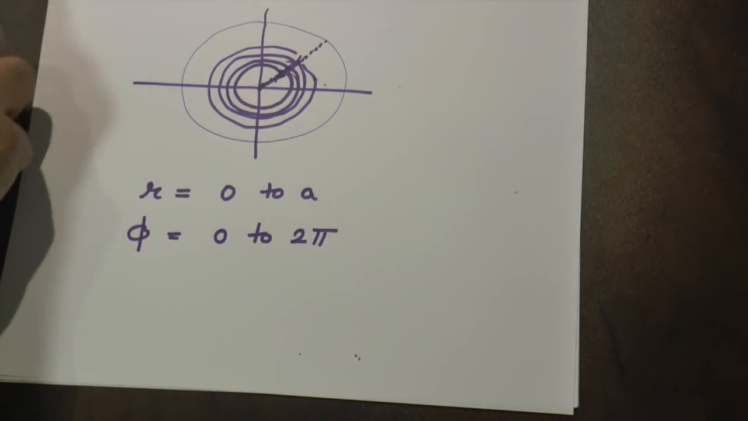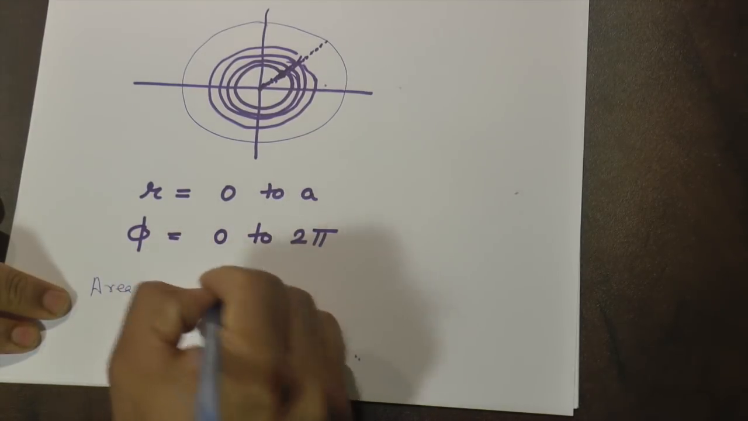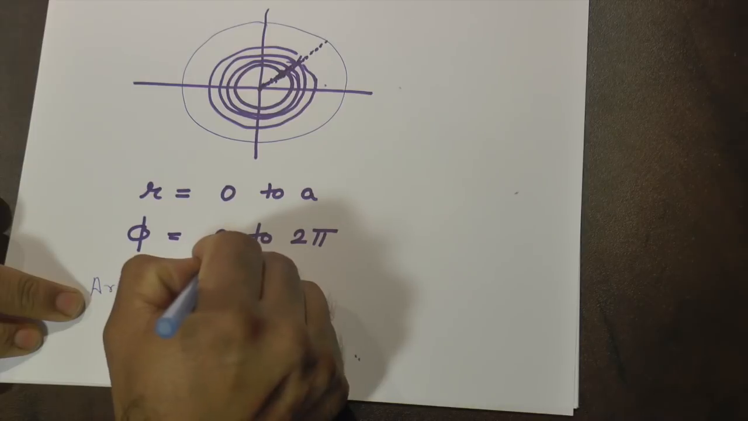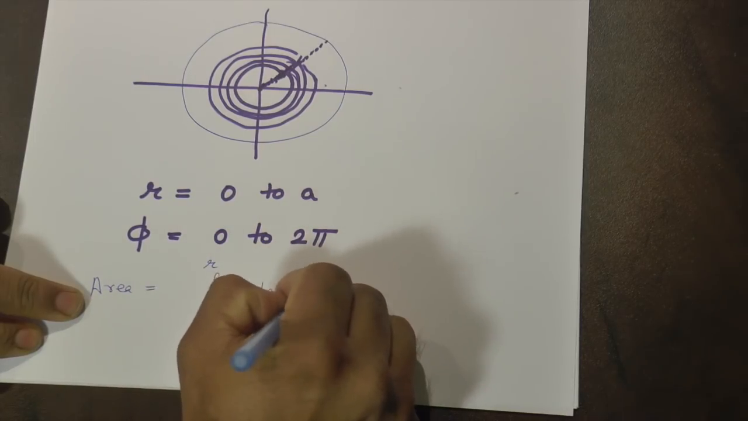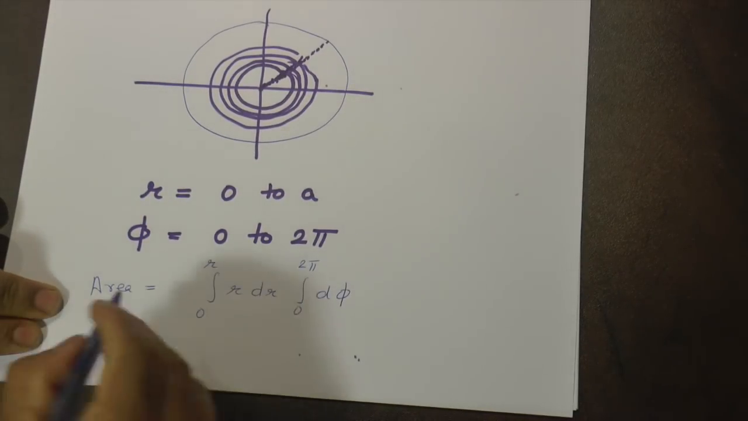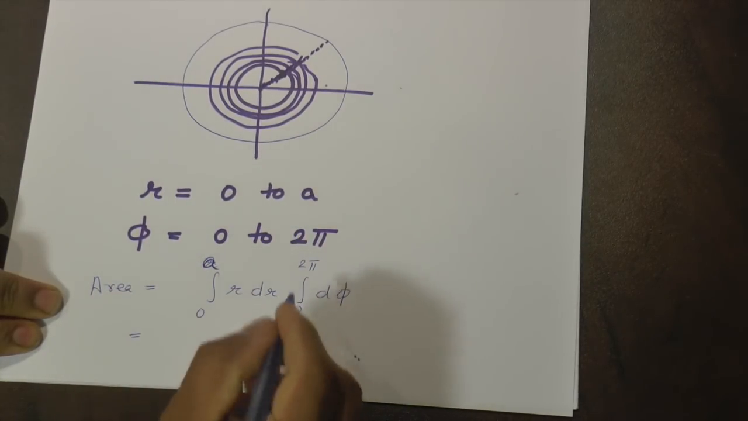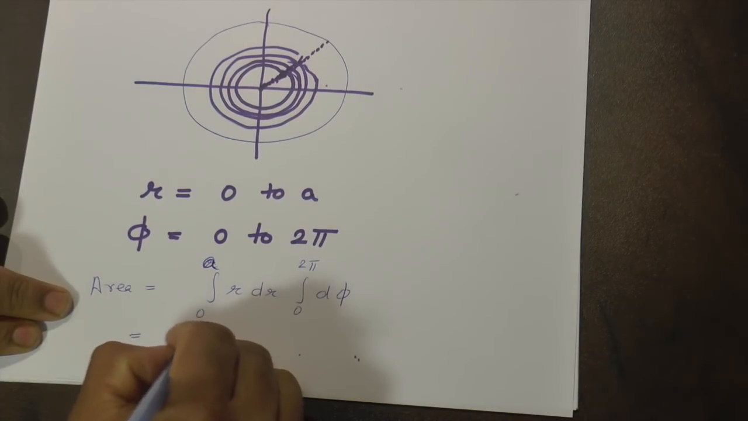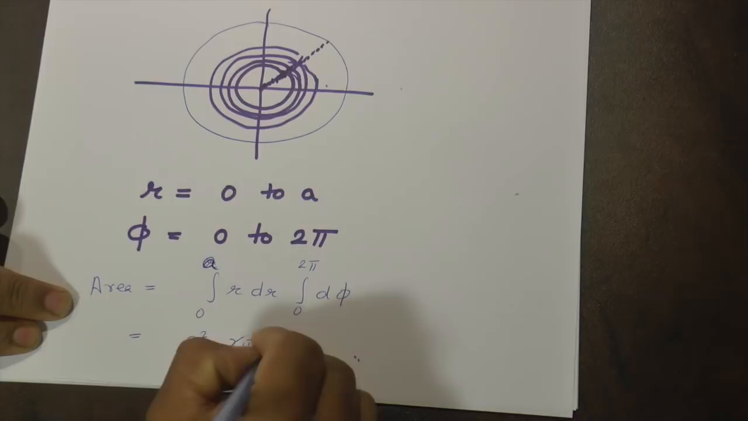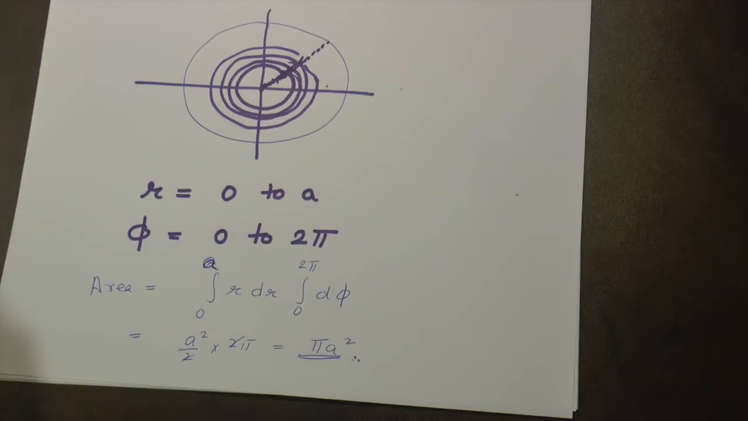Just that, right? So my total area of the circle is going to be the integral from 0 to a of r dr, and from 0 to 2π of dφ. So that just becomes a squared by 2 into 2π, or πa squared. The maths became so much easier. That's polar coordinates for you, and that's how you could possibly do it.